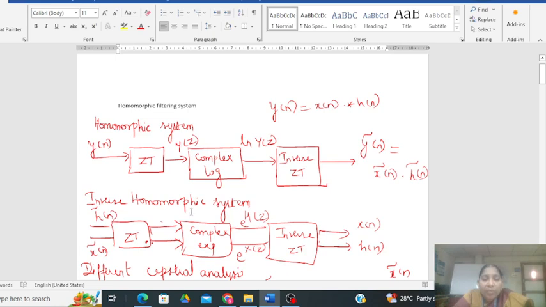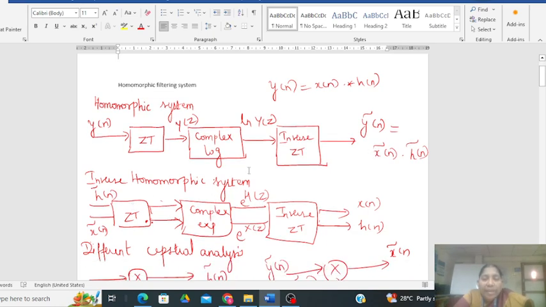Now in the inverse homomorphic system, this x bar of n, h bar of n is given to the z transform. Then it is applied to a complex exponential sequence and again the inverse z transform is applied to obtain x of n and h of n back. So this is like a synthesis of a signal. From the output signal you are going to derive the input signals x of n and h of n. Suppose you want to study the characteristics of the speech signal, if you have the speech signal output, from that we can analyze and synthesize the speech signal.